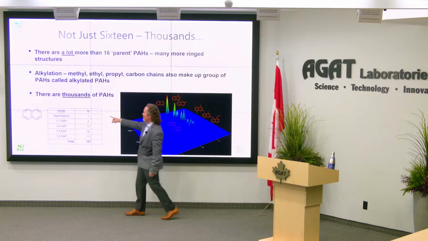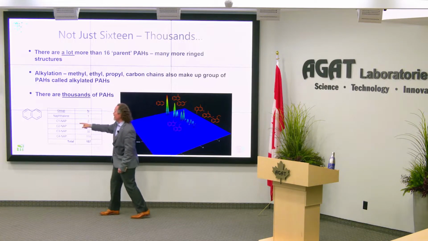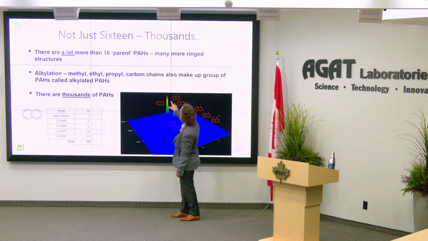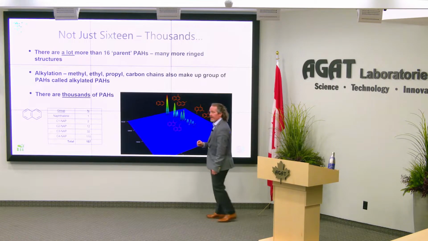So what I'm showing here is there's only 1 naphthalene. There's 2 C1 naphthalene. So the C represents the methyl group. There's only 1 of them. That's what the 1 means. And it can go into 2 different positions. So there's 2. All right, now we're getting to the fun part.